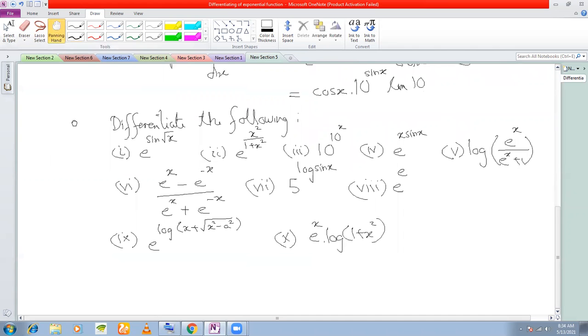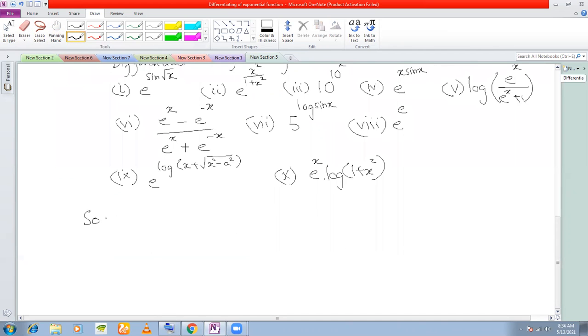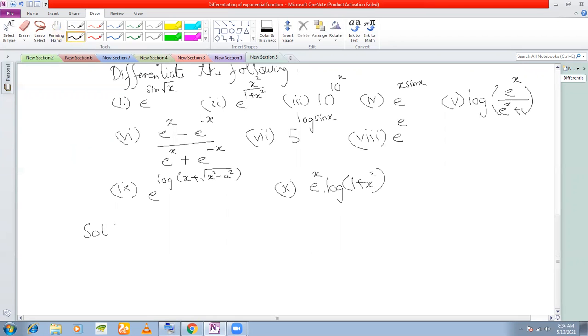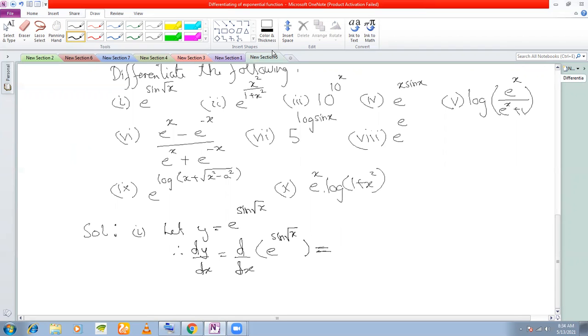These are not too difficult. This I'm giving you just for practice, for your observation. Be very swift here. We start by saying let y is equal to e to the power of sine root x. Therefore, dy dx is equal to d dx of e to the power of sine root x. How will you differentiate? Devanjan, tell me. Just tell me, this will be your revision.